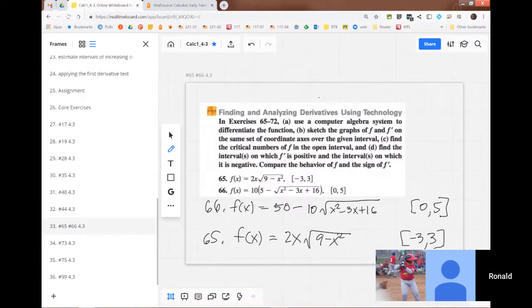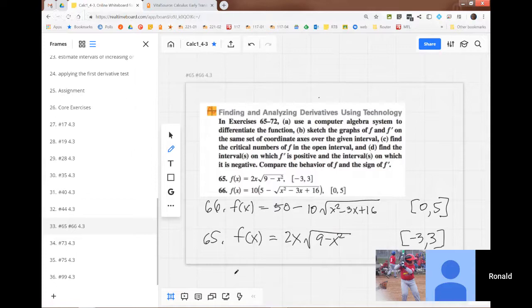Yeah, this part, they want you to use computer graphics like Desmos. What do they ask you to do here? Using a computer algebra system to differentiate. Oh, to actually do the derivative? I don't know about that. But anyway, you can sketch the graphs of f and f prime on the same axes, and find the critical points. So, okay, let's try doing number 66 here.